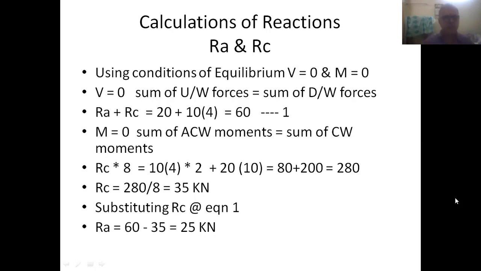So RC is acting at a distance of 8 meters from point A as shown in the figure. It is written as RC into 8. And UDL is 10 into 4. It becomes 40. And that will be acting at the midpoint of the total distance, that is, at a distance of 2 meters from point A. So 40 is multiplied with 2. And this point load of 20 is acting at a distance of 10 meters from point A. It is written as 20 into 10. So friends, making all these calculations, 8 RC will be 280 and RC will come to 35 kilonewtons. And substituting the value of RC in this equation, 60 minus 35, we get the value of RA. So RA is given as 25 kilonewtons.